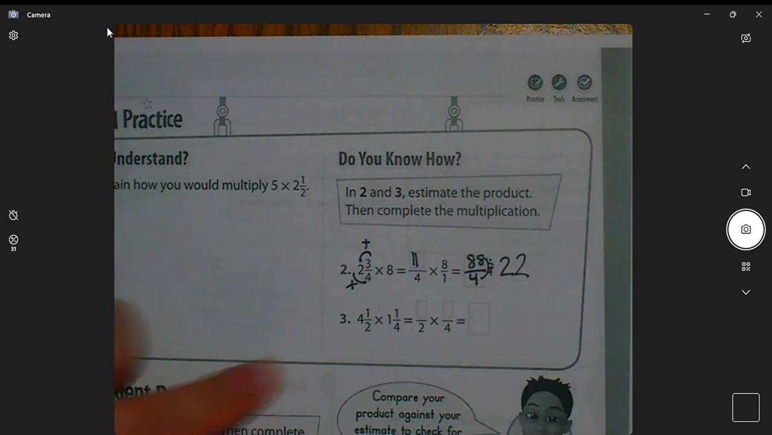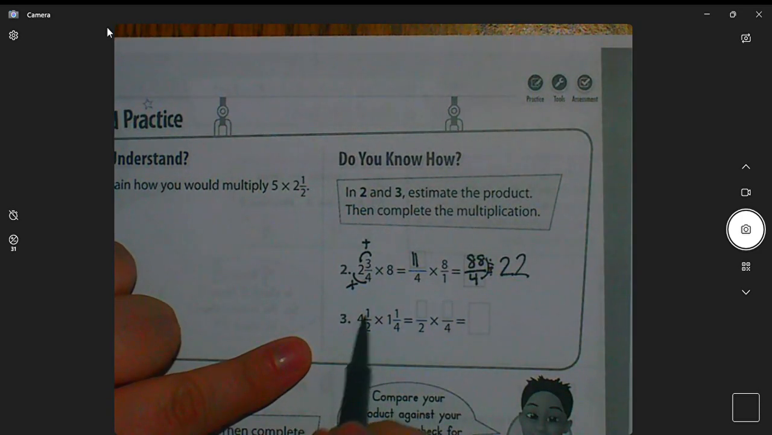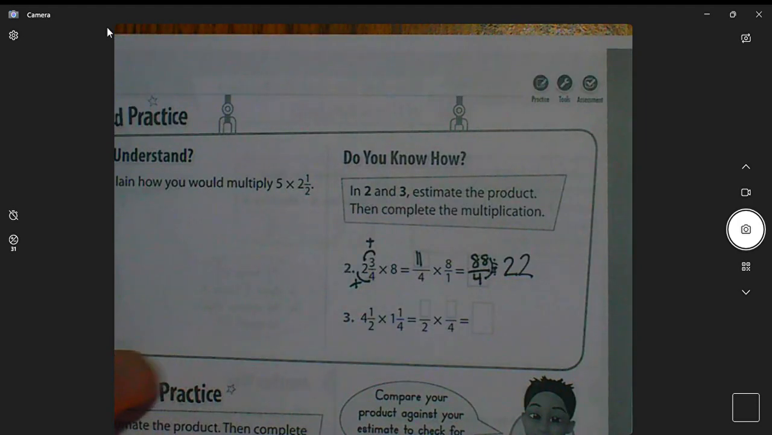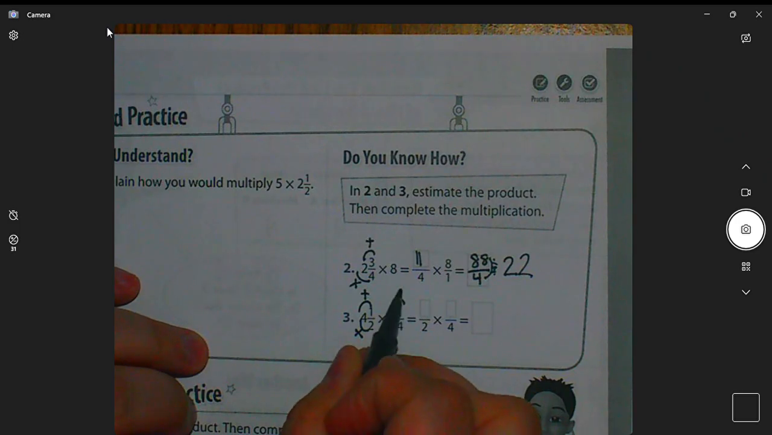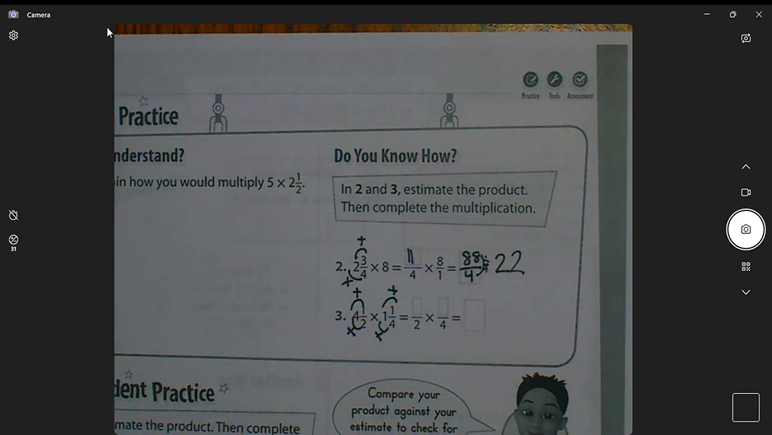Let's look at number 3. 4 and 1/2 times 1 and 1/4 equals blank halves times blank fourths. Let's turn those into fractions. So again, I'm going to multiply, then add, and I'm going to have to do it to both of them. So 4 times 2 is? Great, 8. That rhymes. 8 plus 1 is what? Yeah, 9.